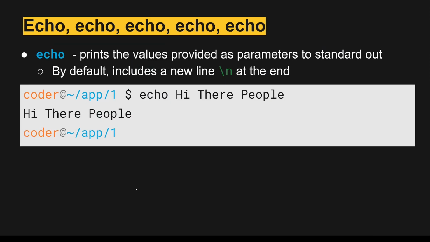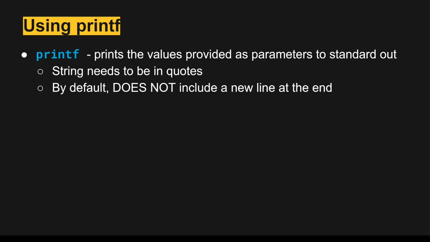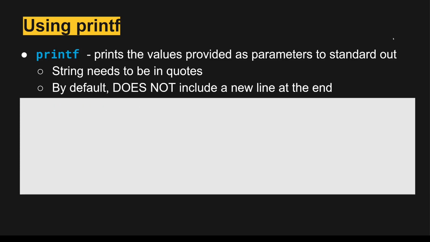The echo command prints the values that are provided via the command line as a command line argument out to standard output. We will see how this is pretty handy when we combine it with other capabilities such as redirection, so that we can pass data into our program in a consistent way. In addition to echo, there's printf. Printf has some more advanced features, but one of the key things to remember about it is unlike echo, it needs the string to be in quotes. And by default, it does not include a new line at the end, where echo does include a new line at the end. So let's look at this example.